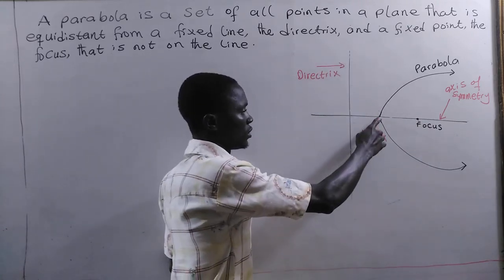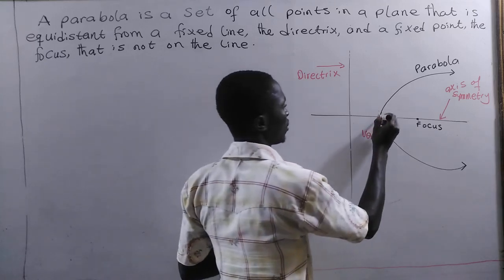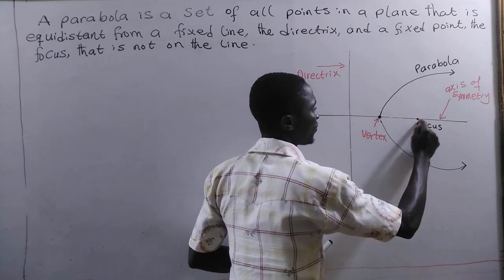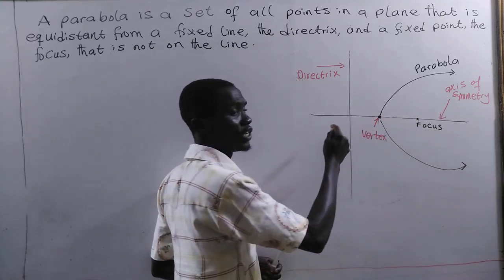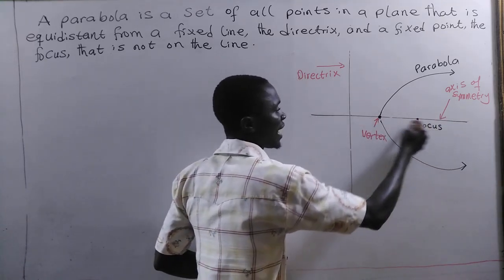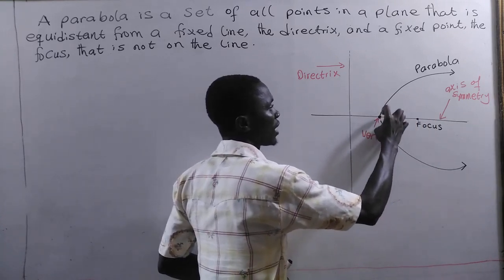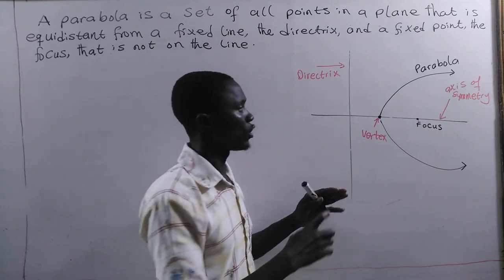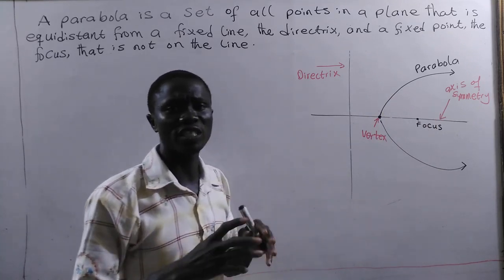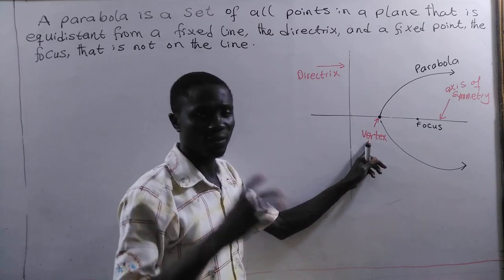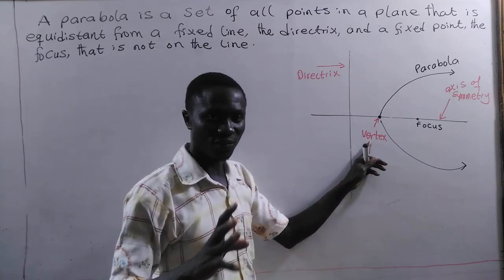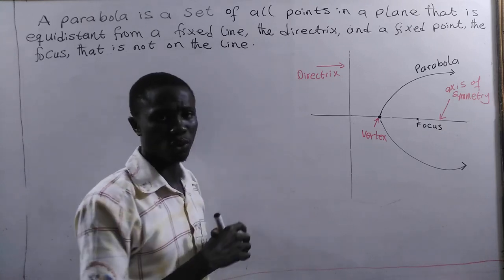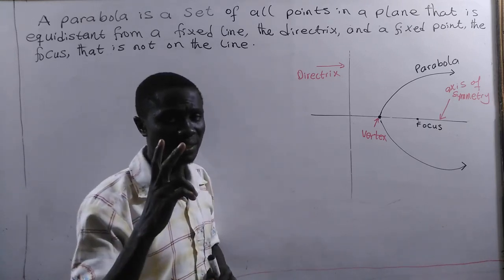Now, you can also see this point here on the parabola. So that when we draw a line, or when we find the line through the focus, the line will intersect the parabola. So the point of intersection of the parabola and the axis of symmetry is called the vertex. Very simple as that.